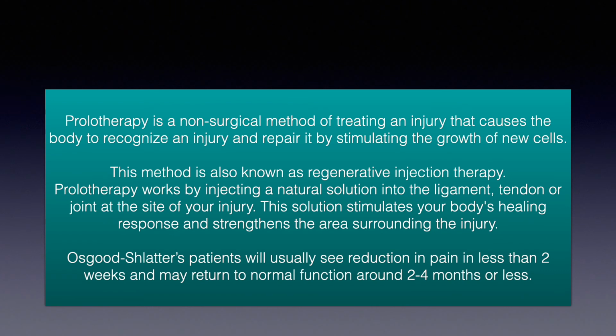What is prolotherapy? Prolotherapy is a non-surgical method of treating an injury, causing the body to recognize that injury and repair it by stimulating the growth of new cells. It is natural, 100%. It's also known as regenerative injection therapy. By injecting that natural solution into any type of ligament, tendon, or the site of injury, your body will create this connective tissue and reform that area. Patients will usually see a reduction, like I said, in less than 2 weeks and may return to normal function around 2 to 4 months.